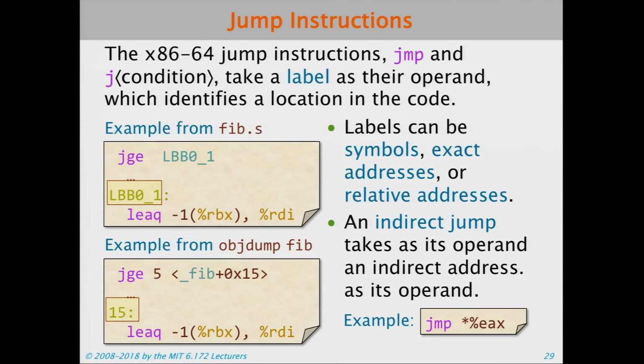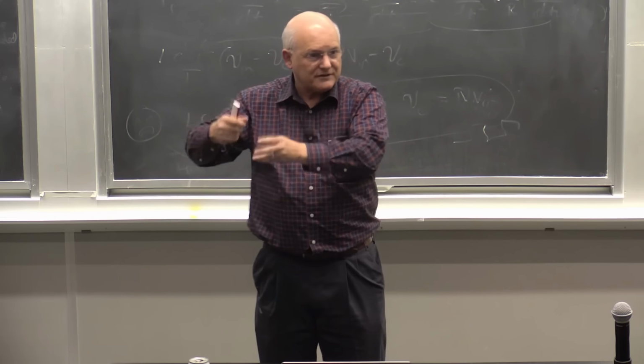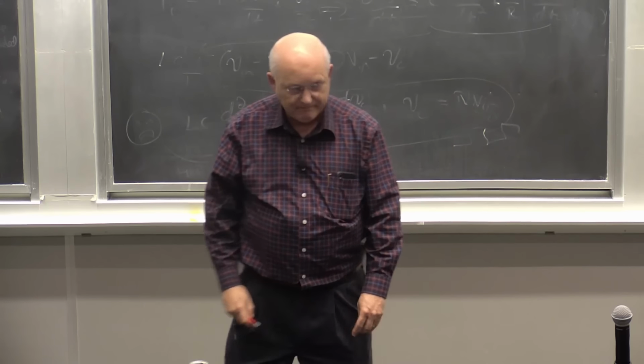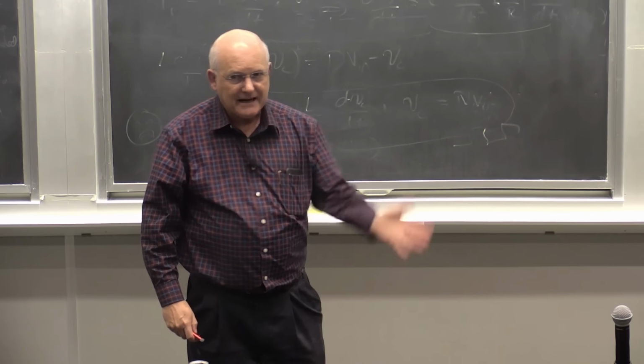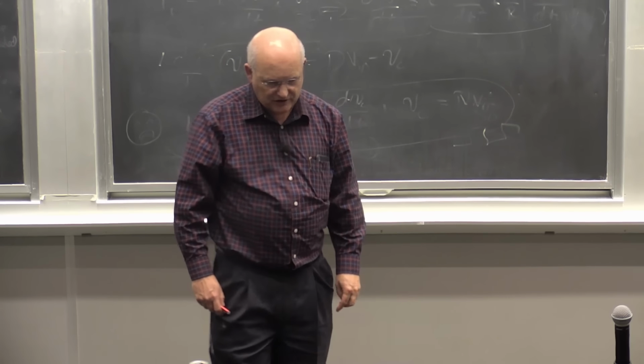And then an indirect jump takes as its operand an indirect address. Okay, so that's a typo. It just takes an operand as an indirect address. So basically, you can say jump to whatever is pointed to by that register using whatever indexing method that you want. So that's kind of an overview of the assembly language. Now let's take a look at some idioms.